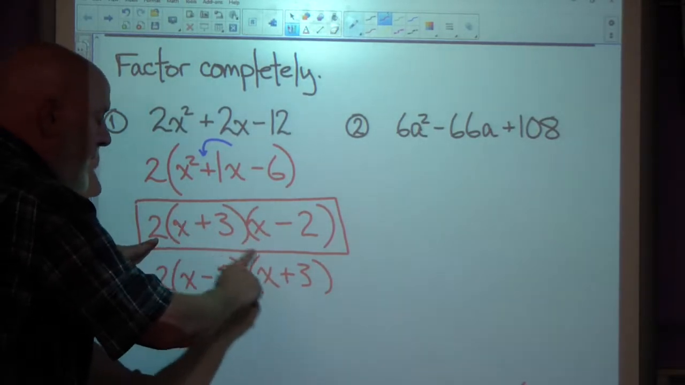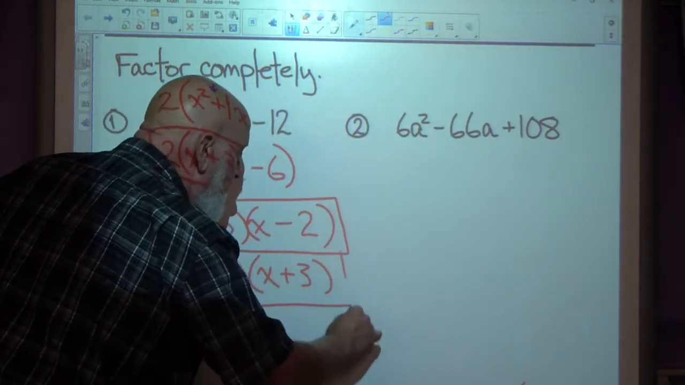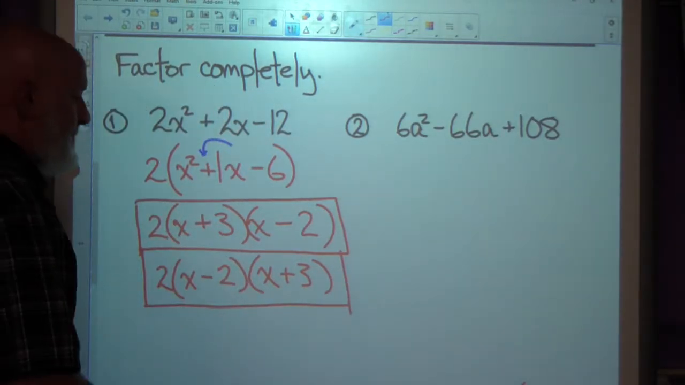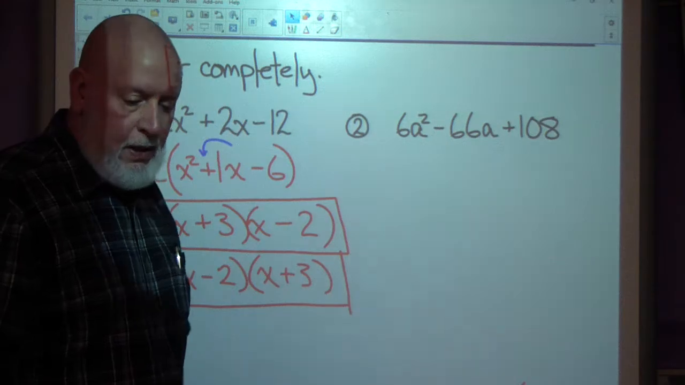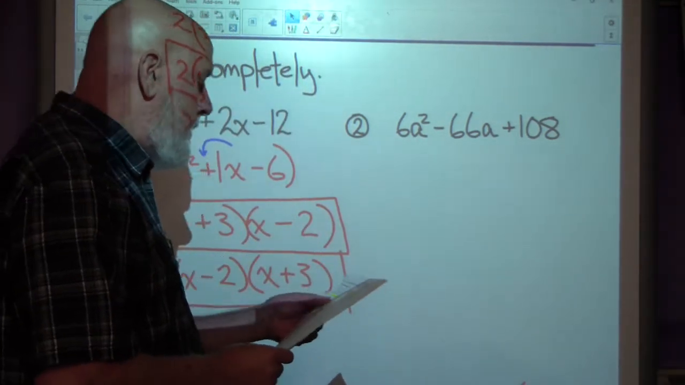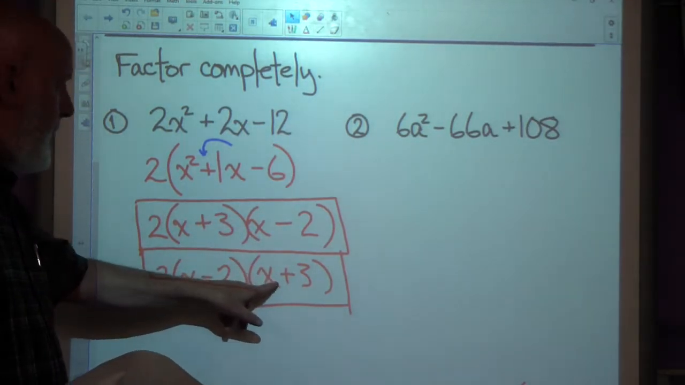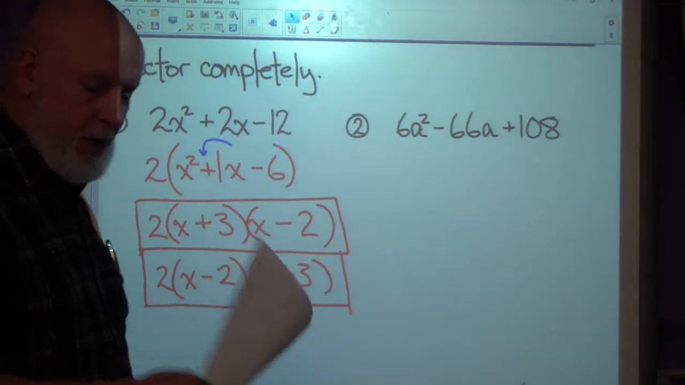This could come here and this could be here. So both of these are correct. Okay? And now I'm going to check to see if I got it right. Got my handy dandy answer key right here. 2 times the quantity x minus 2 times the quantity x plus 3. So yeah, it was written this way on this answer sheet.